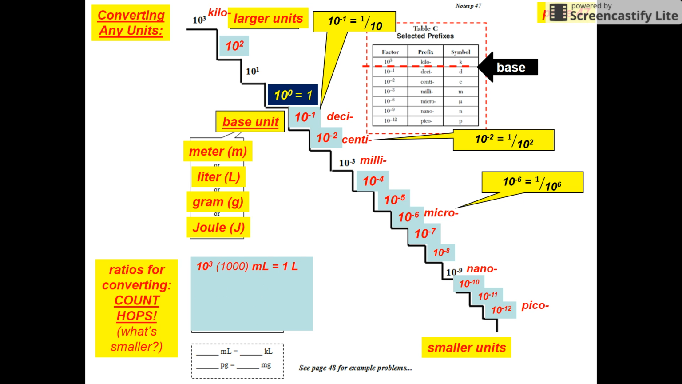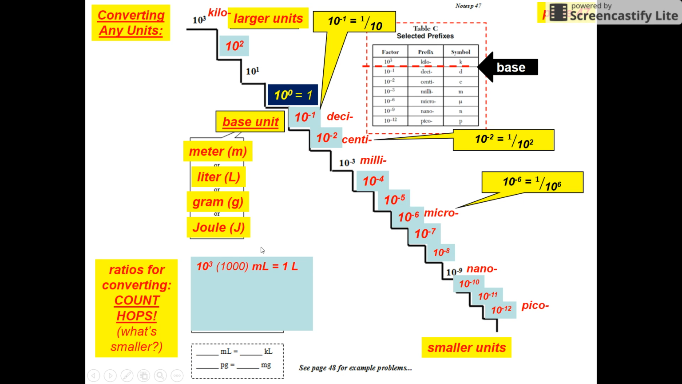Okay, so for this first one, we're trying to figure out how many milliliters are in a liter. How many milliliters are equal to 1 liter? Well, 10 to the third milliliters equals 1 liter. How did we figure that out? Okay, here's our base unit. Here is milliliters. What are the number of hops on this staircase? Well, we've got 10 to the 0 and 10 to the minus 3. Okay, so milliliters are 10 to the minus 3 times as small as liters.